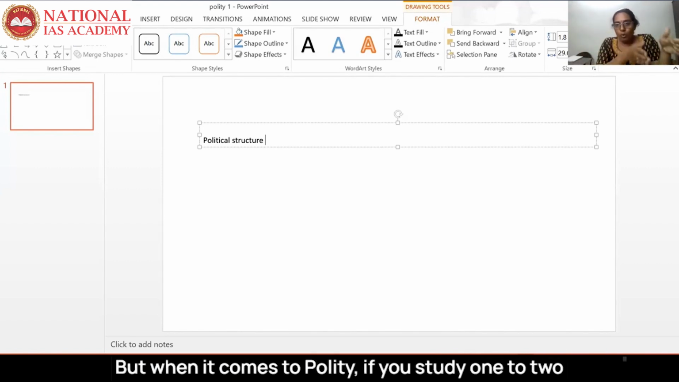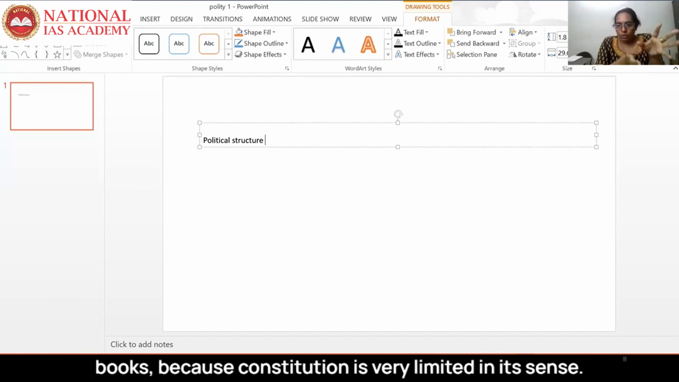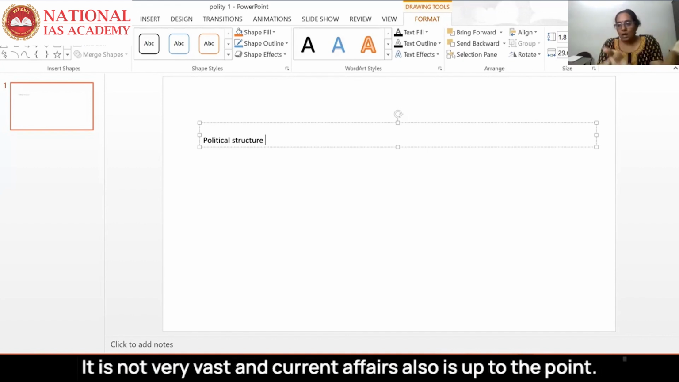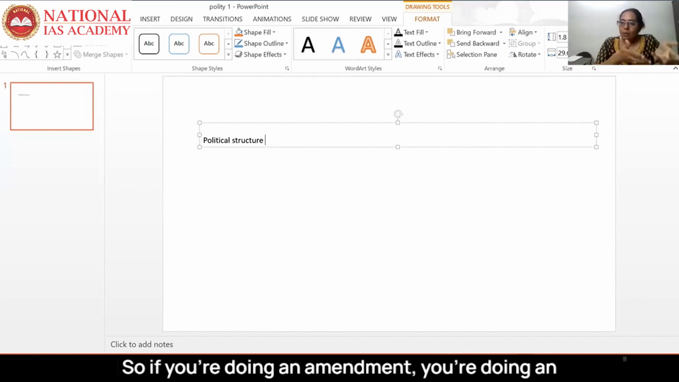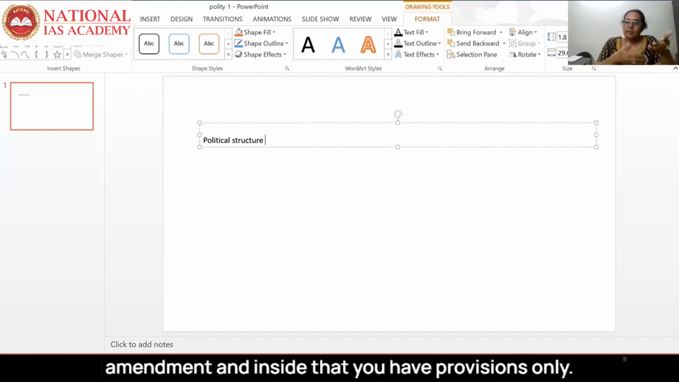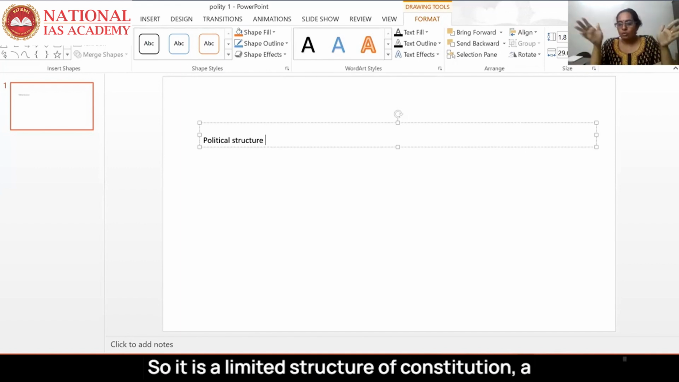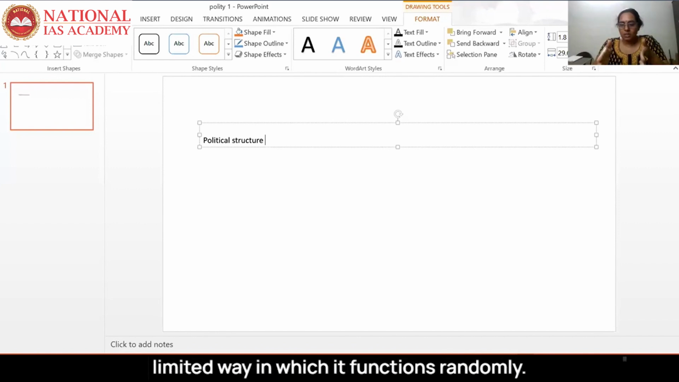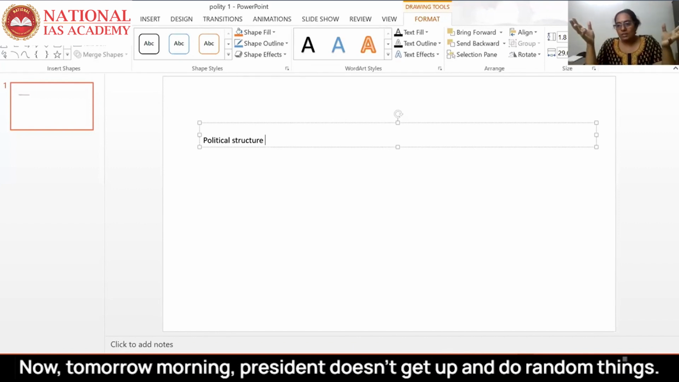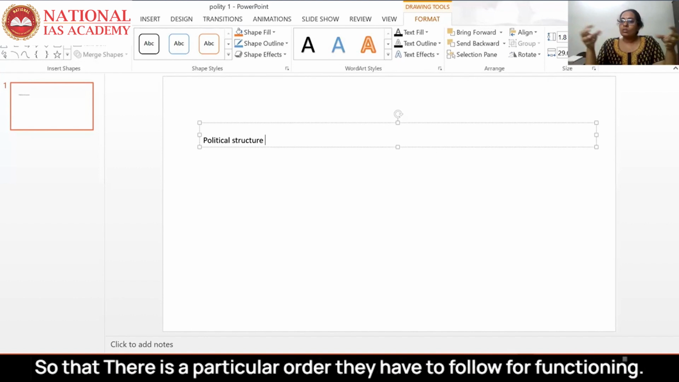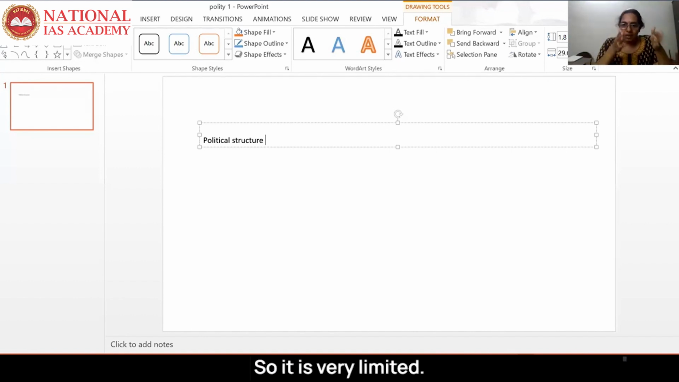But when it comes to polity, if you study 1 to 2 books, because the constitution is very limited in its sense, it is not very vast, and current affairs is also up to the point. If you're doing an amendment, inside that you have provisions only. Beyond that, there is nothing in polity to study. So it is a limited structure of constitution, a limited way in which it functions. Tomorrow morning, the president doesn't get up and do random things. There is a particular order they have to follow for functioning. So it is very limited.